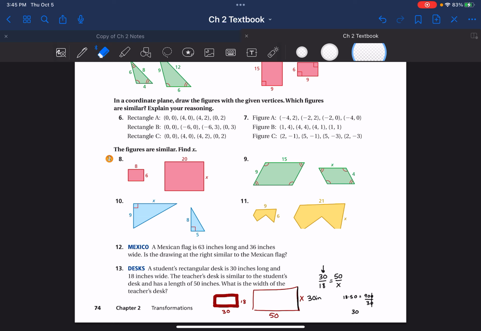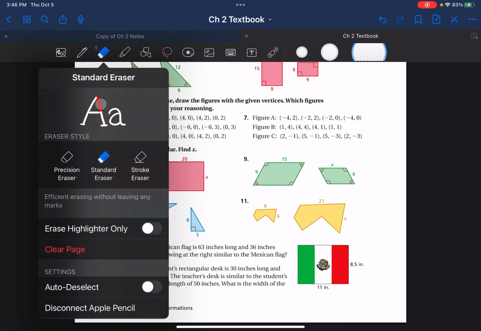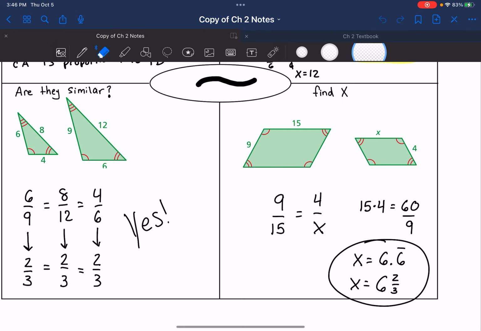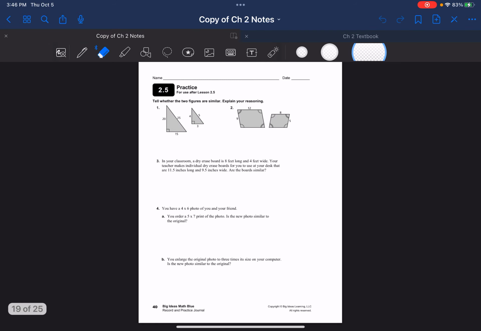Okay, that's all the examples that I was really hoping to do with you guys. So now what I would like you to do is get out your practice page right here. And I'm going to kind of walk over it a little bit with you, and then I'm just going to let you use the rest of this class period to get it done.